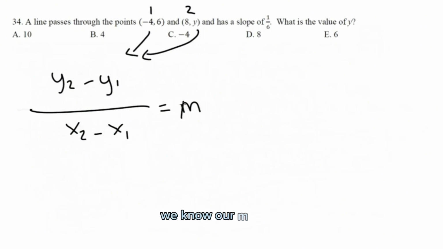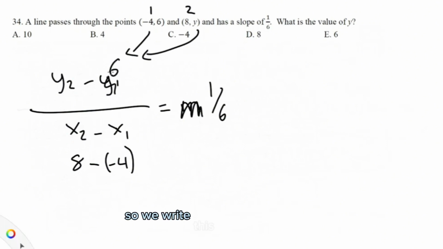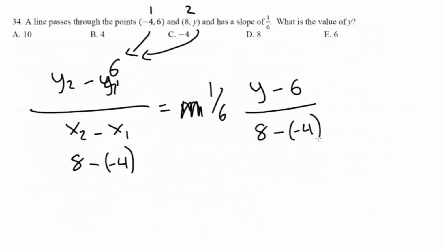In this case, we know our m value, that's just 1/6. Our x2 is 8, and our x1 is -4. So 8 minus -4, and then we have y2, which is what we don't know yet, minus y1, which is 6. Writing this entire thing again, we get (y minus 6) over (8 minus -4) equals 1/6. The bottom simplifies to 8 plus 4, which is 12.